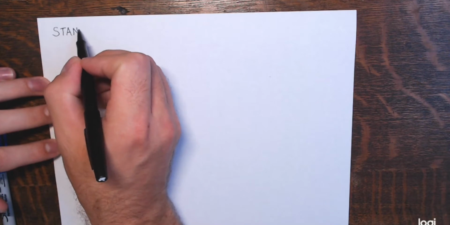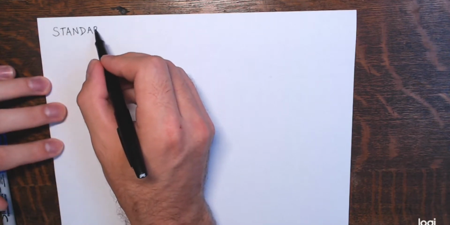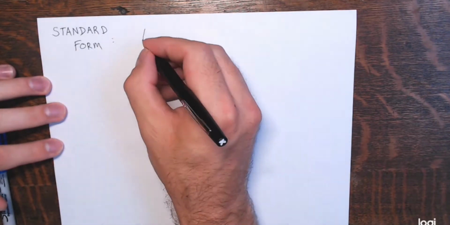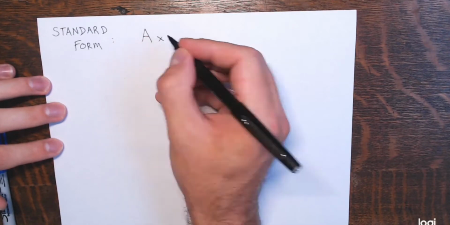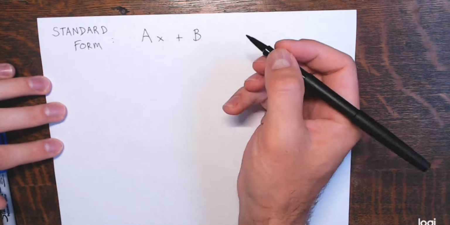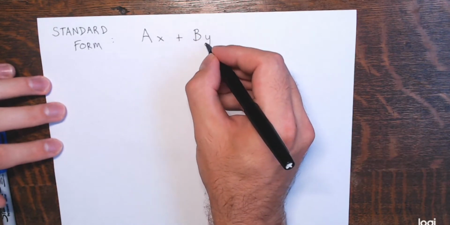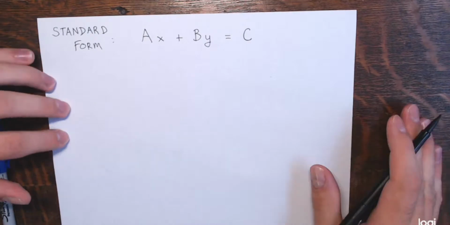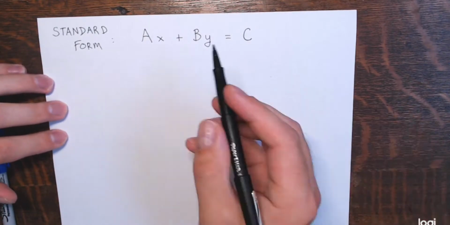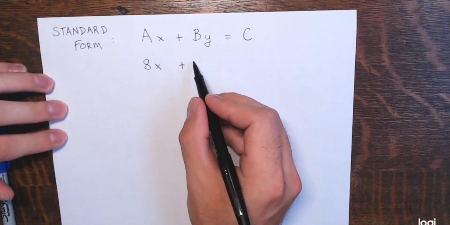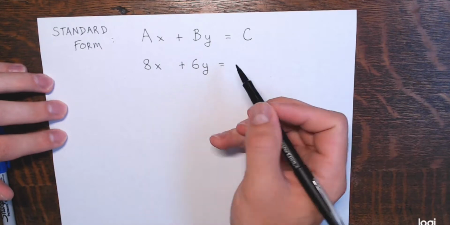So they're giving us an equation in what's called standard form. That's where you have some number times the variable x, so Ax, plus some number, which I'm calling capital B here, times y, equal to some number, which I'll call C. Ax plus By equals C. So that's the equation they gave us. It's 8x plus 6y equals 18.